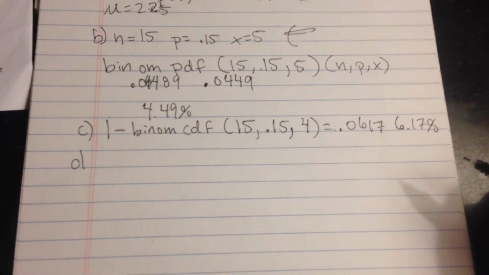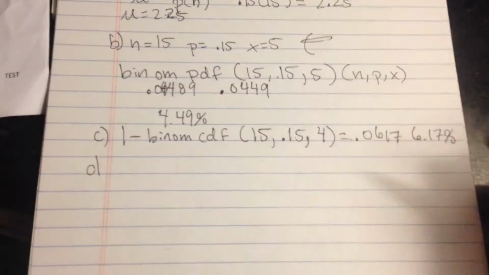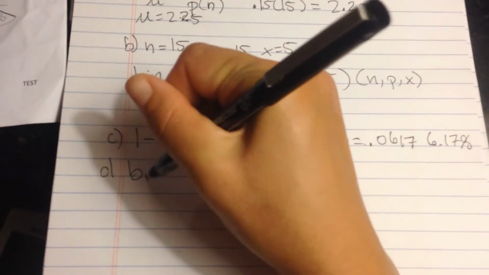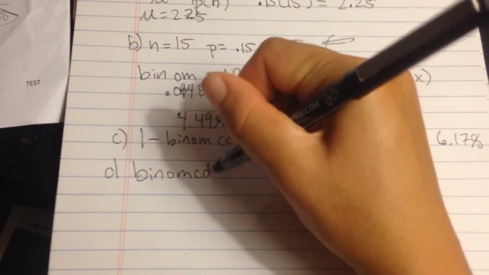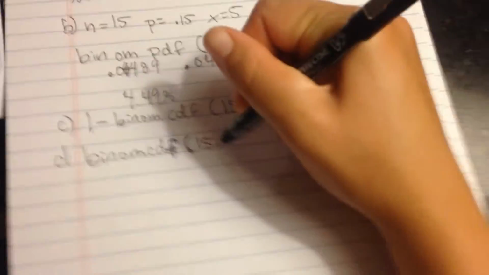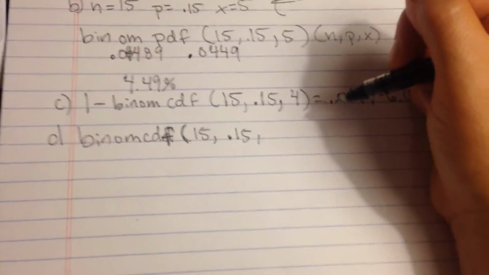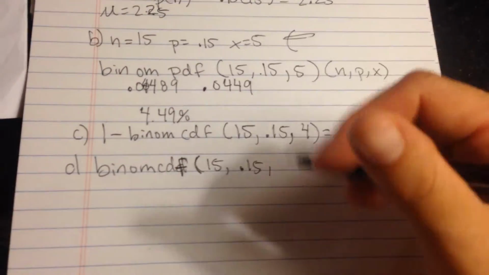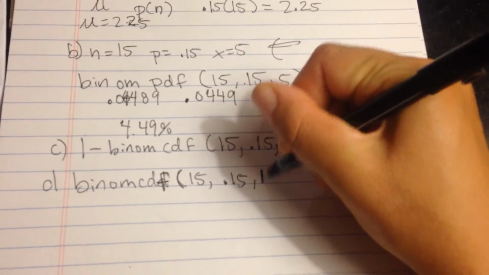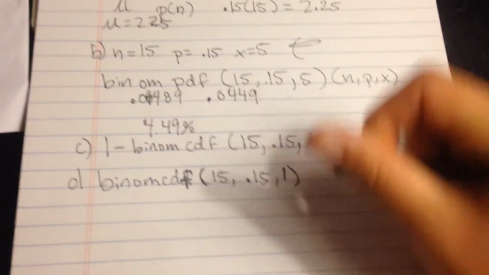D, what is the probability that less than 2 are registered on a pass-fail basis? This is also a binomial CDF question, but since it's less than, we don't do the 1 minus. We just put in binomial CDF, and we put in the N, which is 15, P, which is 0.15, and it's saying less than 2, which means that 2 would not be included in the probability. So instead of putting 2, we want to see what's lower than 2. 1. There's nothing other than that. It's 1 and then 0. So we put in 1.